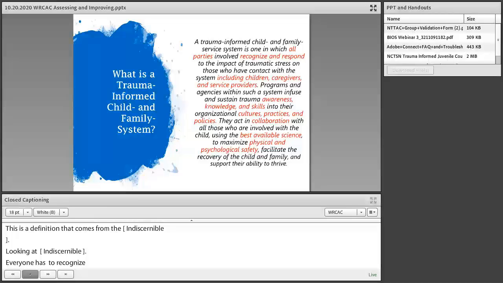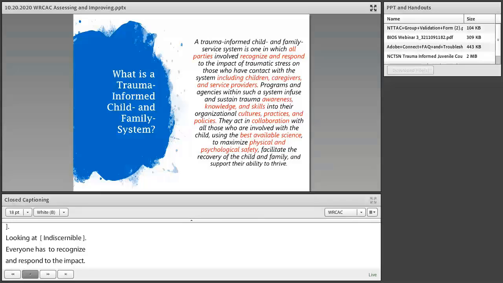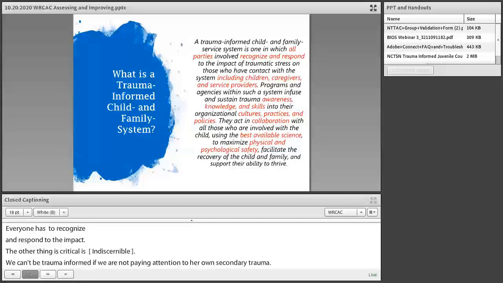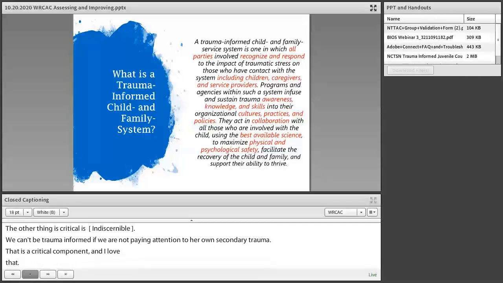The other thing that's really critical here is that this includes children, and it includes caregivers, and it includes us as service providers. We can't be trauma-informed if we are not paying attention to our own secondary trauma, vicarious trauma, and compassion fatigue. That's a really critical component. I love that, and that's another reason why I really like this definition, because service providers don't always get included in that, and we know how important it is. So you're taking this awareness and knowledge and infusing it into the cultures, practices, and policies of your organization. That's really important as well.